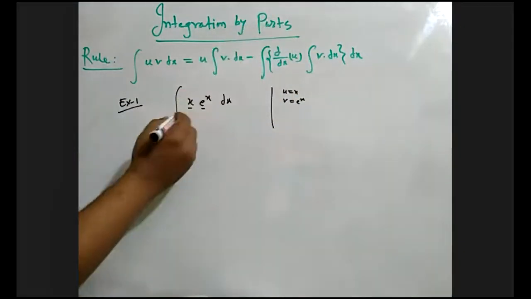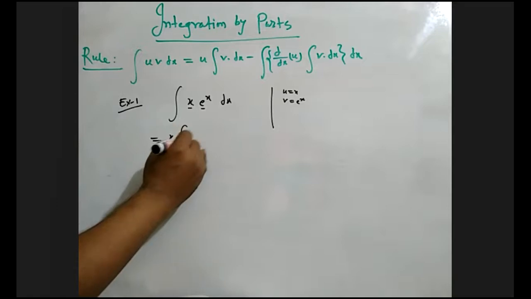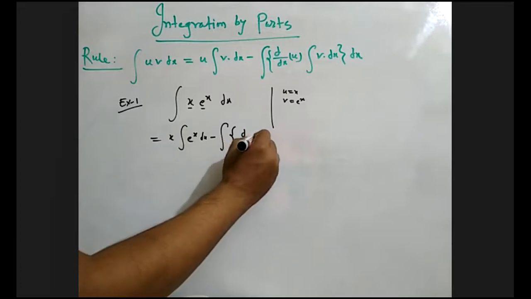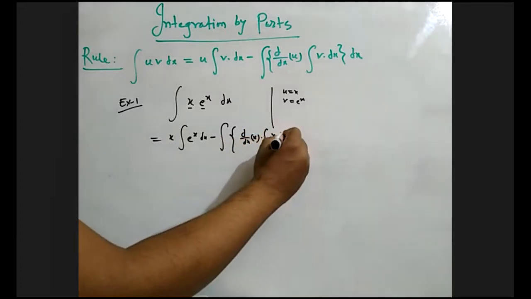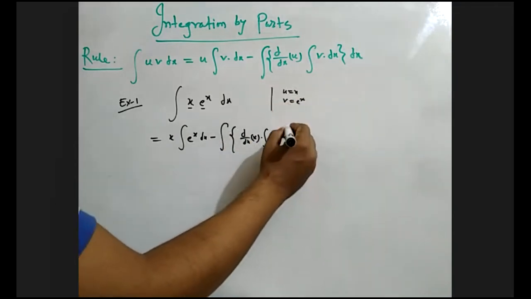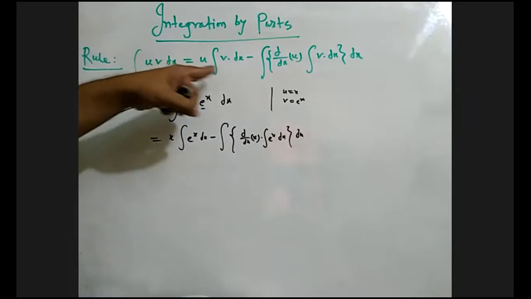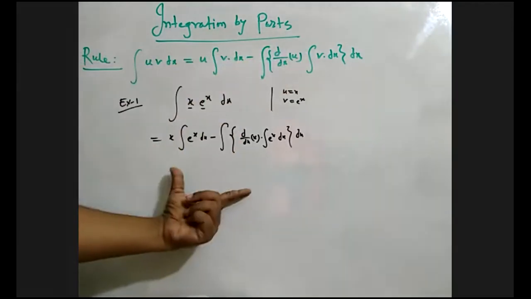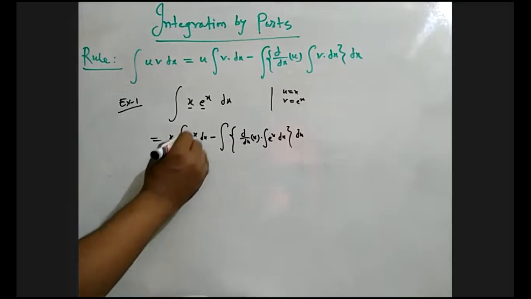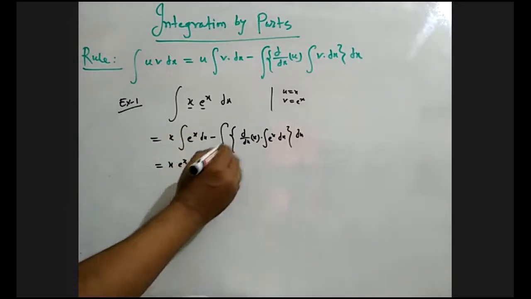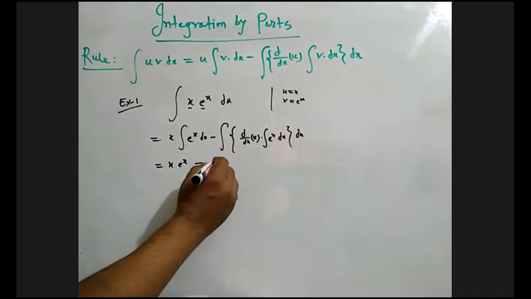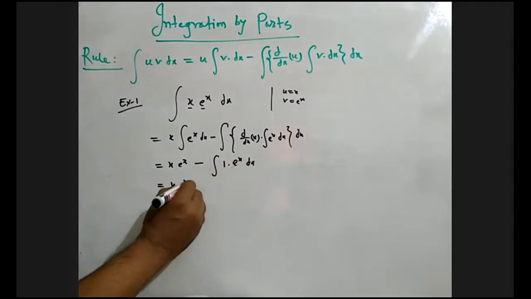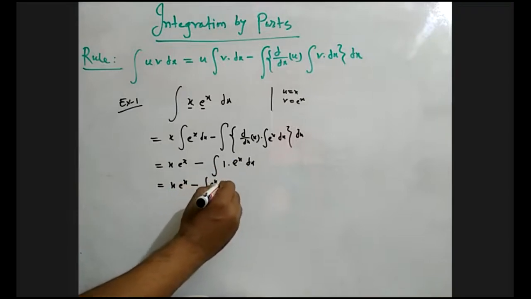Now substituting in this rule: u times the integral of v, that means x times the integral of e to the power x, minus the integral of the derivative of u times the integral of v dx. With u equals x and v equals e to the power x, we get x times e to the power x, minus the integral of 1 times e to the power x dx.